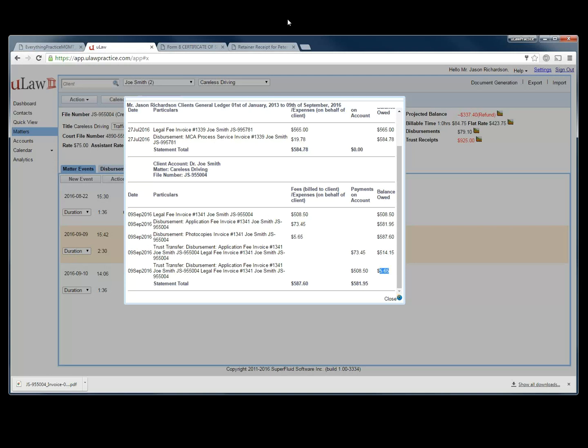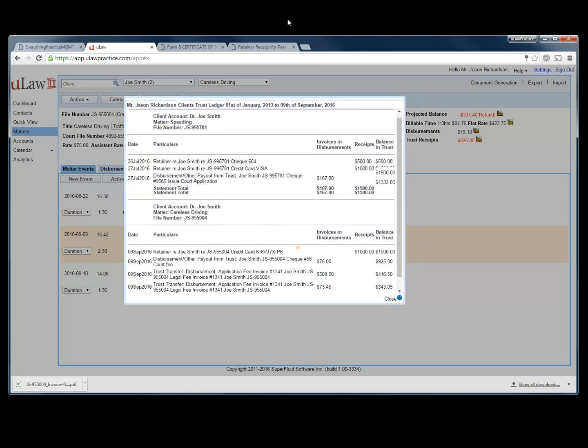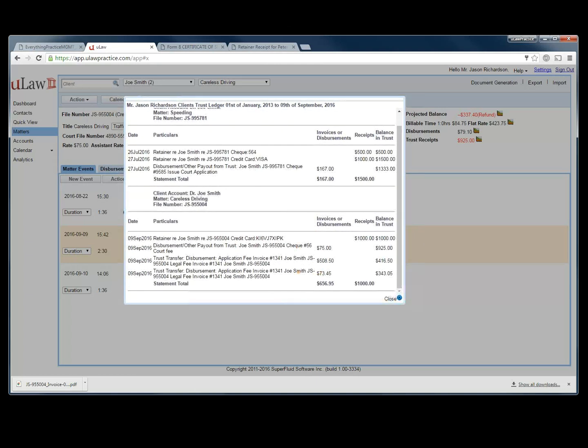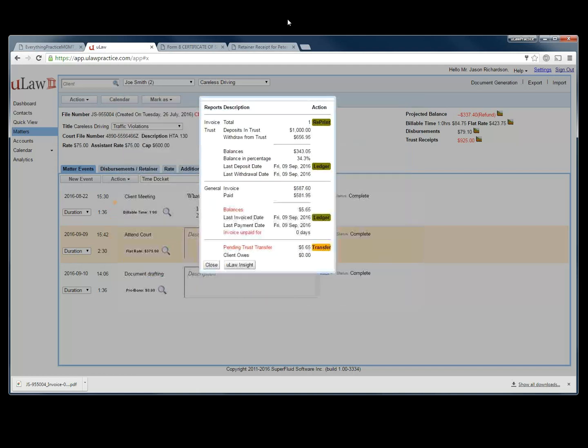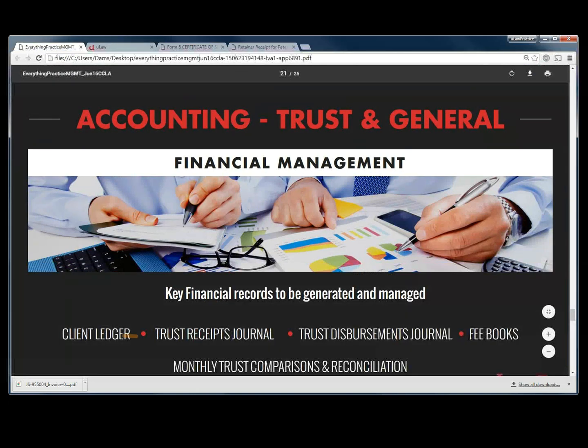Okay, so that's your general ledger. Now let's look at your trust ledger. Again, it has to clearly say, as we already showed, the $1,000 and the $75 withdrawal, but now the trust transfer is also shown, bringing the trust down to $343.05. So that's what the Law Society is expecting in terms of client ledgers, both trust and general.